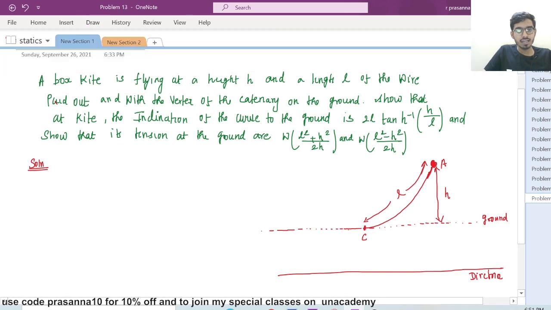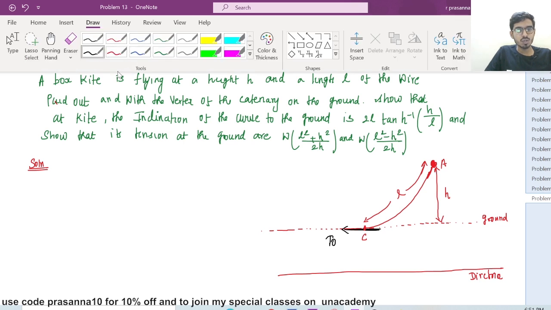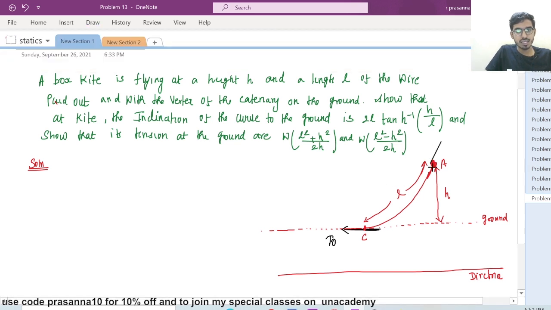One is the tension T naught at C. These are very elementary, right? One is the tension T naught at this C, and the other is the tension T that is acting tangential at A. So there are two tensions, T naught and T. T naught will act horizontal to this lowest point, and there will be tension T at A that is acting tangential to A.